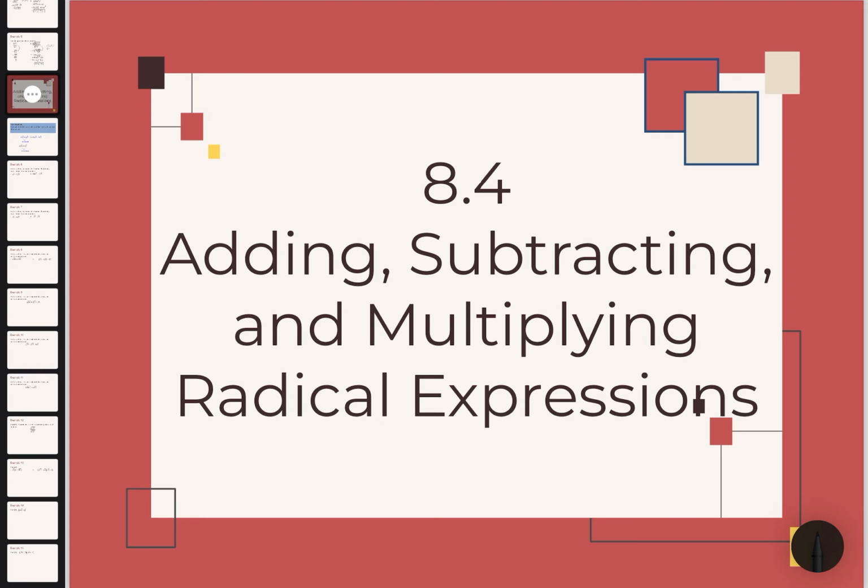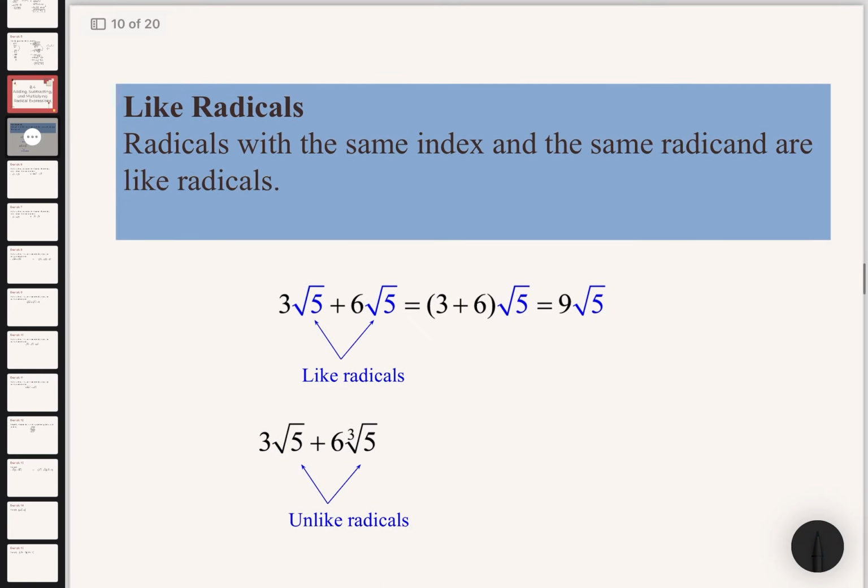So in this section, we are adding, subtracting, and multiplying radical expressions, and you will be using all of those rules that we've been talking about in earlier sections of this chapter 8. So if I have radicals that have the same index, so again, index is that little n value outside the radical. So in a square root, the index would be 2, a cube root, the index would be n equals 3, and so on. Radicals with the same index and the same radicand, so again, radicand is the value that is under the radical sign, are called like radicals.